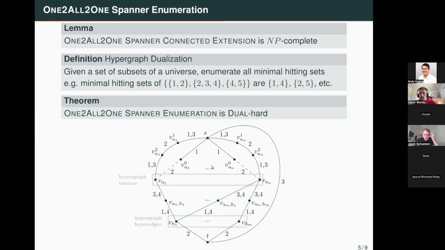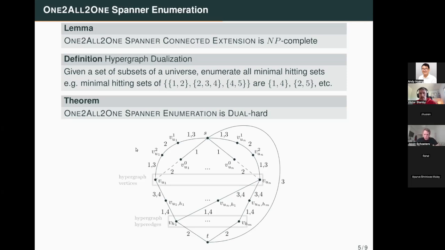And the nice thing about this reduction is that we prove that all of the edges, except for these dashed ones, are actually necessary. So what that means is that there is no spanner or minimal spanner which doesn't have these edges. So all of the edges are actually necessary in all spanners except for these dashed ones. And so that's where the choice is going to happen. And that's basically how we create a one-to-one correspondence between minimal hitting sets and one-to-all-to-one spanners, which is what we need for this reduction.